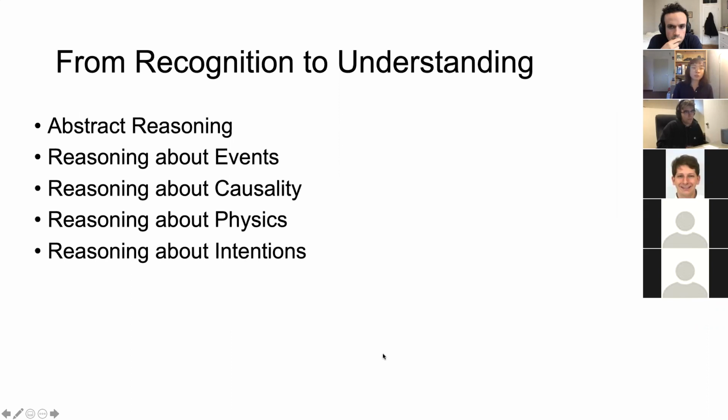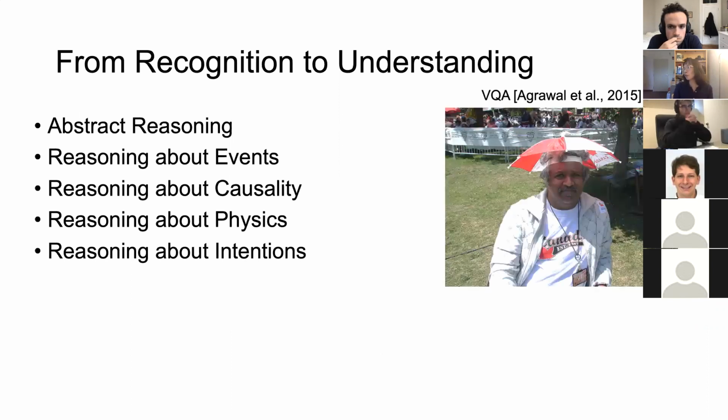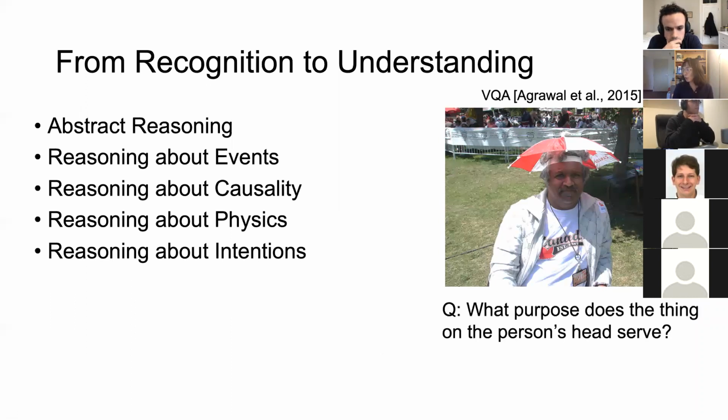We can also reason about human intentions. Here I show you an example from the VQA data collected by Agrawal et al. 2015, which asks, what purpose does the thing on the person's head serve? The answer is actually shape. So this requires you to answer not only the relationship between different objects or subjects in this image, but also the purpose or the intention of different subjects.